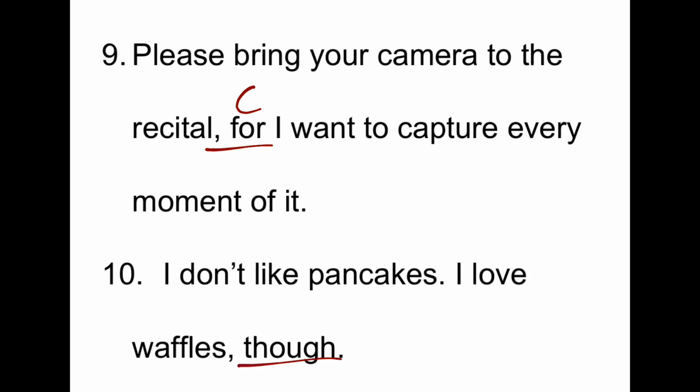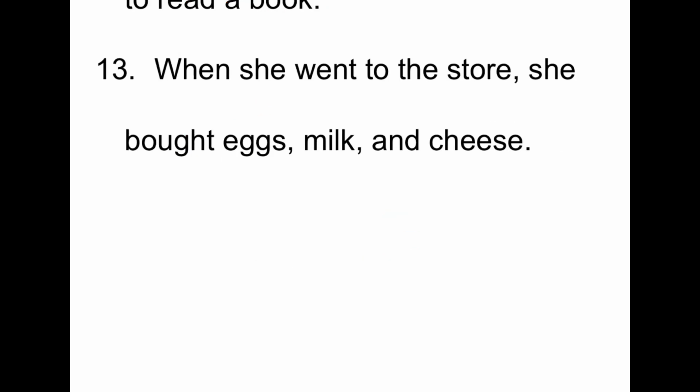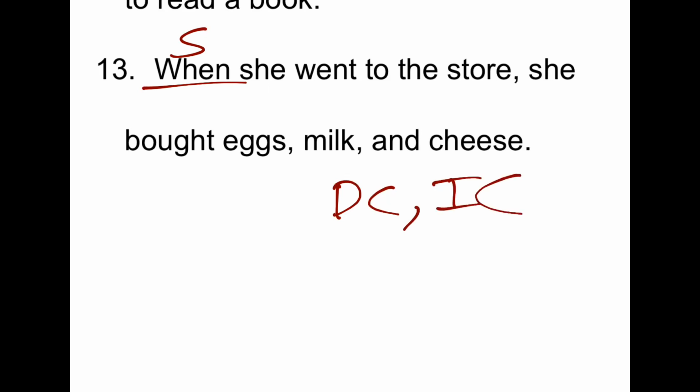For number 10, the clue that though is a conjunctive adverb is the fact that we have to use a period to join together these two complete sentences. In number 11, comma and is a coordinating conjunction. In number 12, but is a coordinating conjunction. In 13, when is a subordinating conjunction. Notice the comma when the dependent clause comes first.